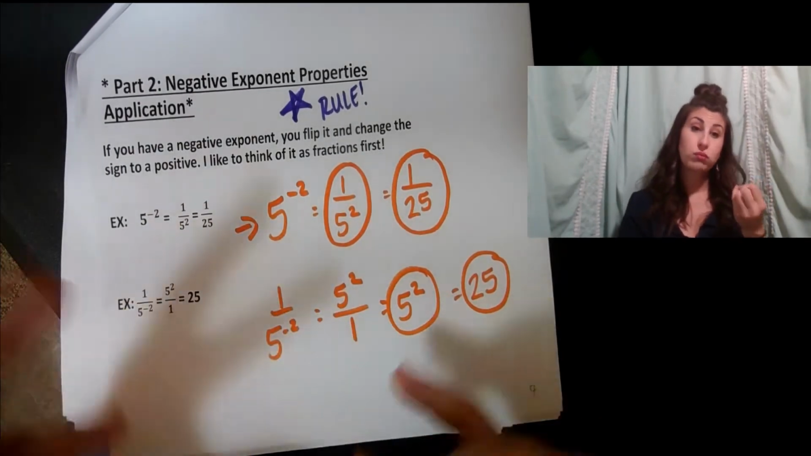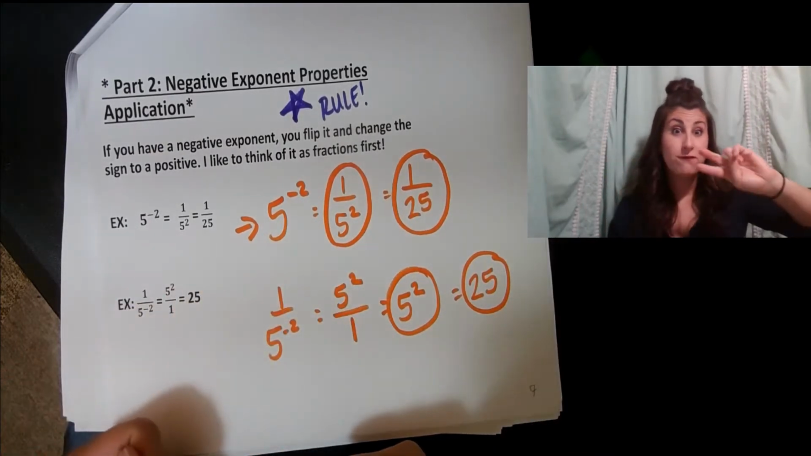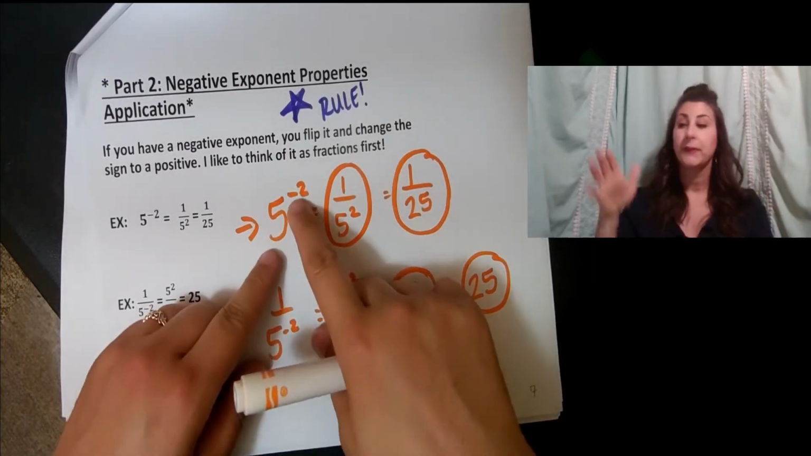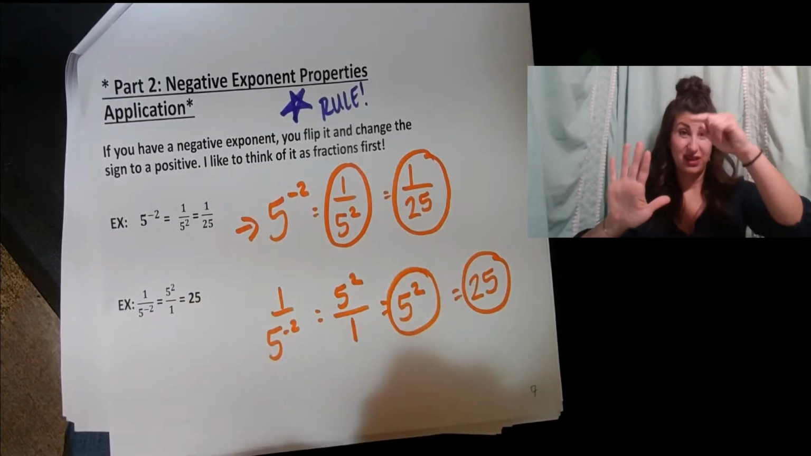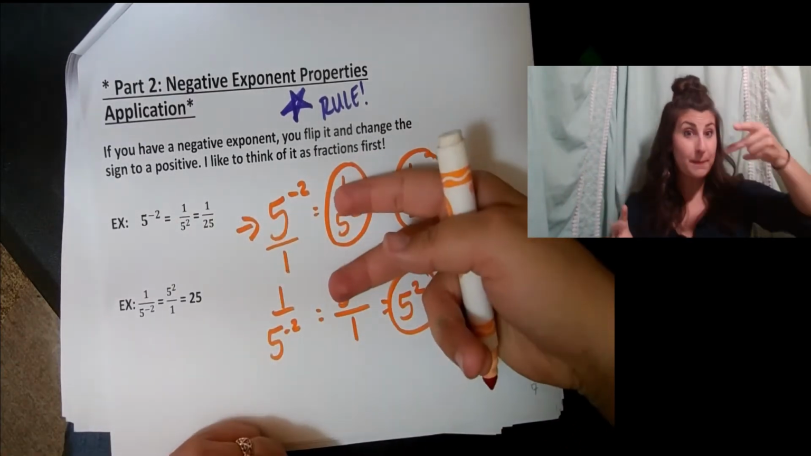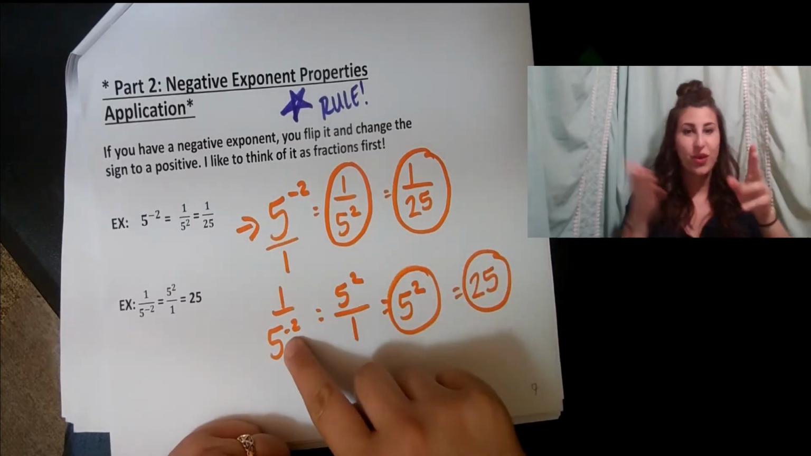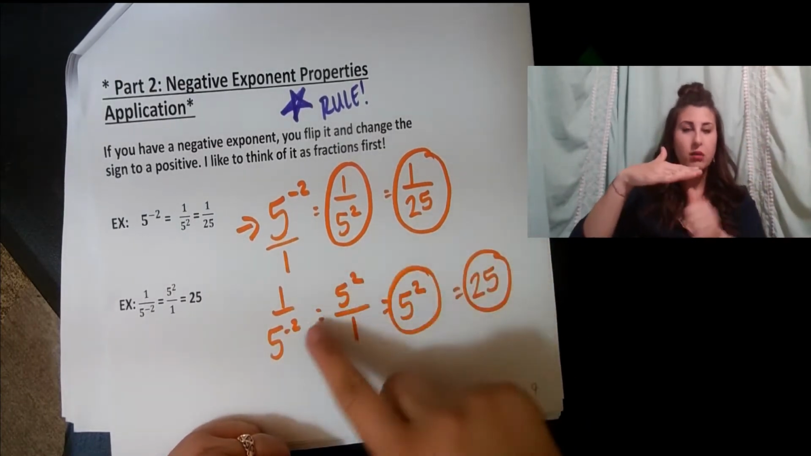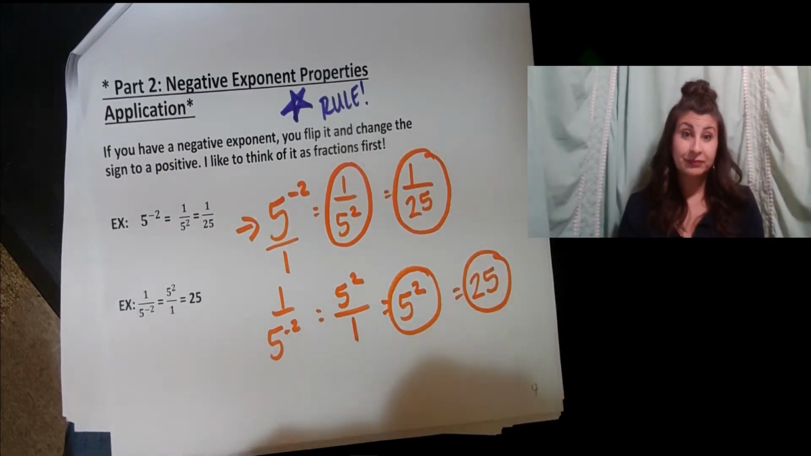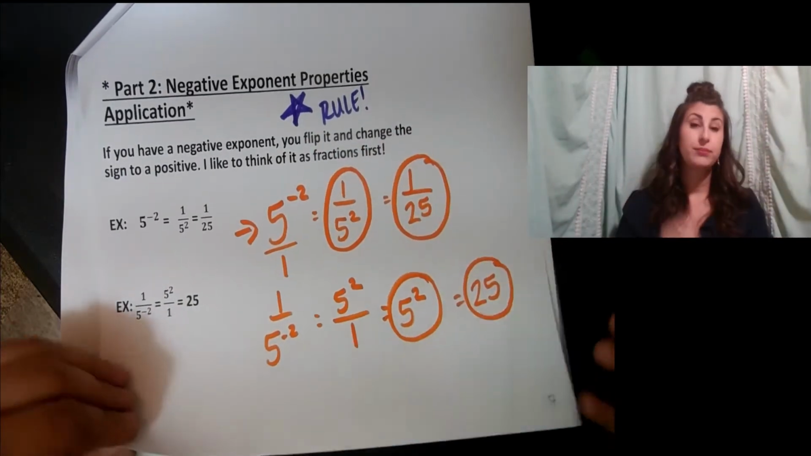So think of it as a fraction. If it's negative, you flip it and change the negative to a positive after you flip it. So here I have 5 to the negative 2nd power. I can look at it as a fraction. Then I flip it and change that negative 2 to a positive. Here, this negative 2 is at the bottom, so I flip it and change that negative 2 to a positive 2. And there you go. We're going to be using this rule throughout this whole lesson.